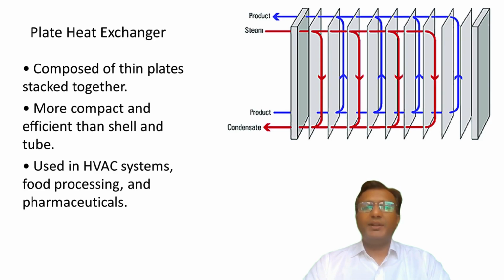Plate heat exchangers are compact, efficient alternatives to shell and tube designs. They consist of thin, corrugated metal plates stacked together with fluids flowing in alternating channels between the plates. They create a large surface area for heat transfer in a compact footprint, making them highly efficient. The plate's corrugated design induces turbulence, enhancing convective heat transfer.